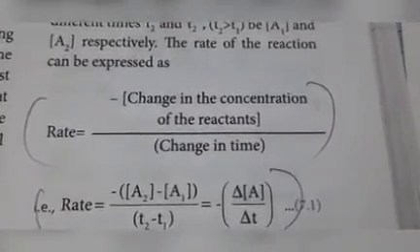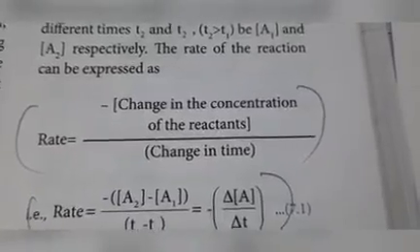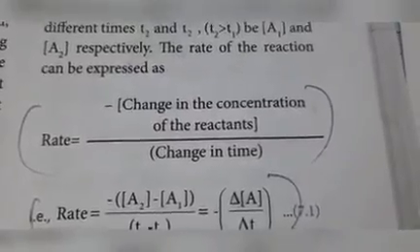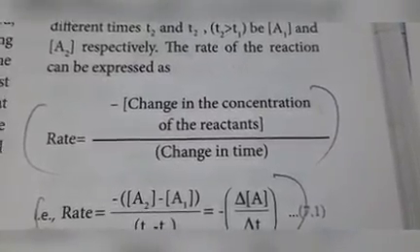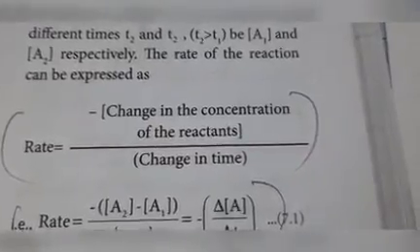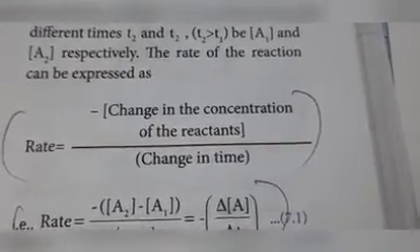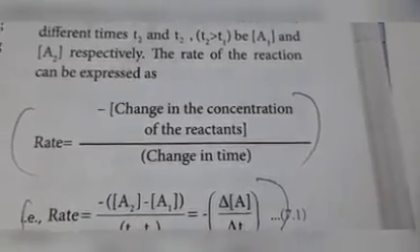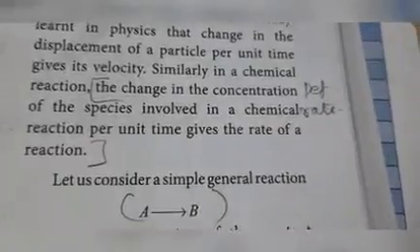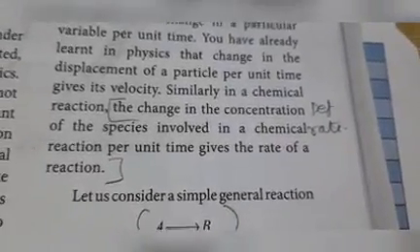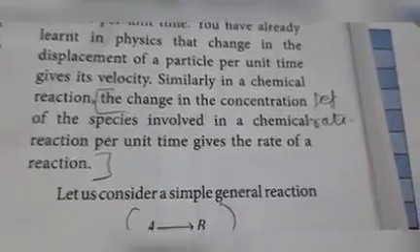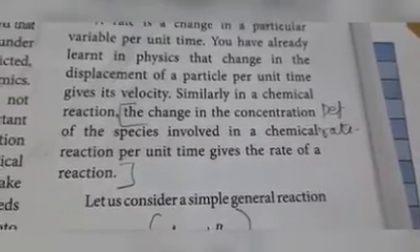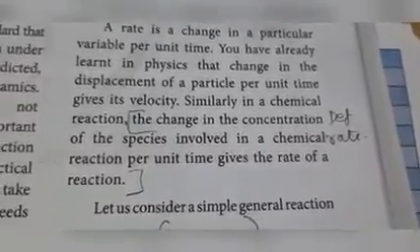Rate is equal to minus change in concentration of the reactant divided by change in time. Change means difference: the difference in concentration of the reactant divided by change in time. That is the rate of reaction. That is given in these three lines: change in concentration of the species. Here species means reactant or product. Change in concentration of the species involved in the chemical reaction per unit time is called rate.